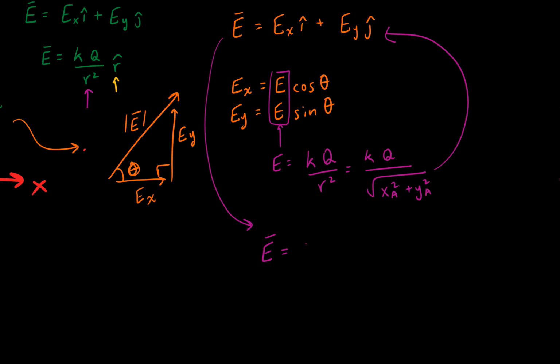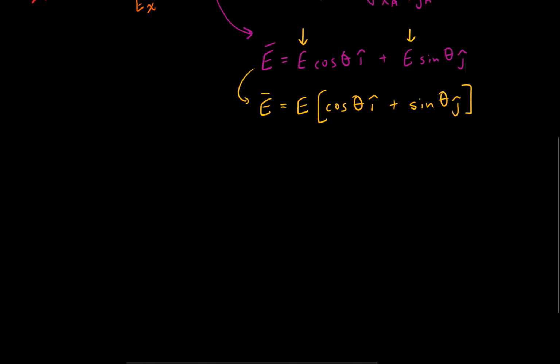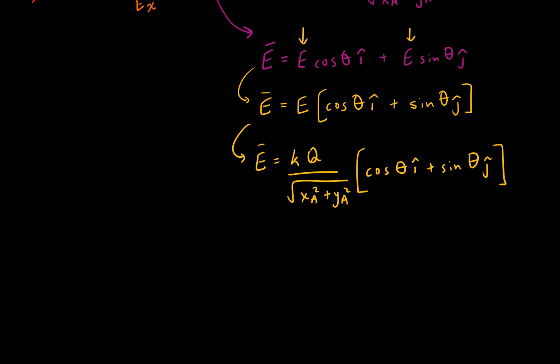The vector E is equal to E cosine of theta i hat plus E sine theta j hat, and I can factor out this E because it is common in both of these vector components, and I can say my electric field vector is equal to E times the quantity cosine theta i hat plus sine theta j hat. And then, to simplify it all, I plug in the magnitude of my electric field, which is K times Q over the square root of xa squared plus ya squared, multiplied by cosine theta i hat plus sine theta j hat. And that is our electric field as a vector in terms of its x and y components.